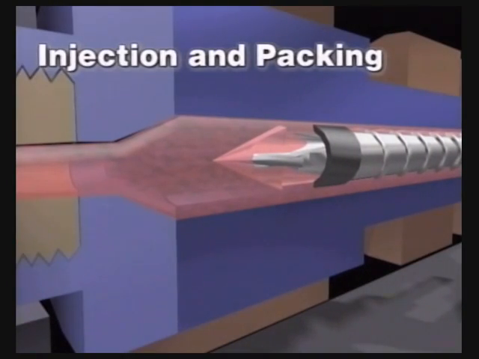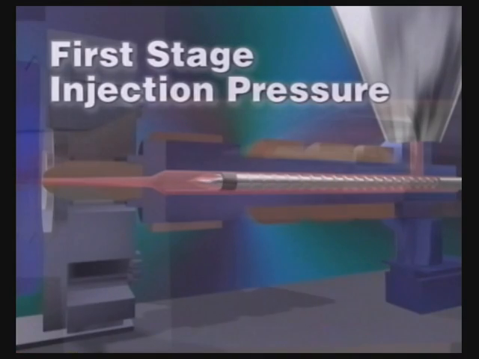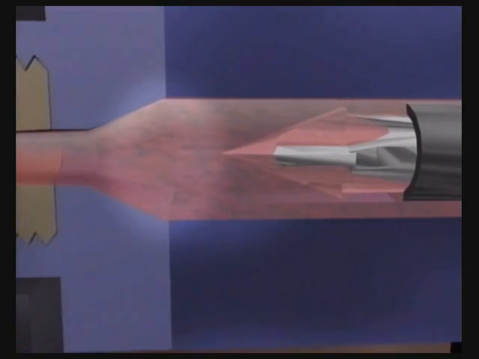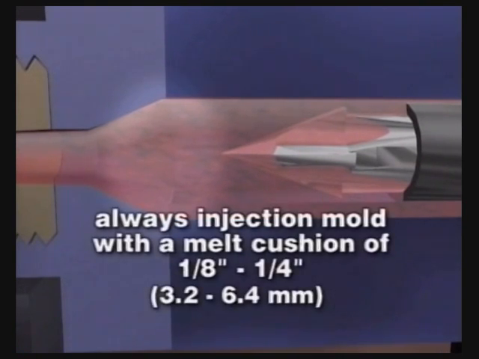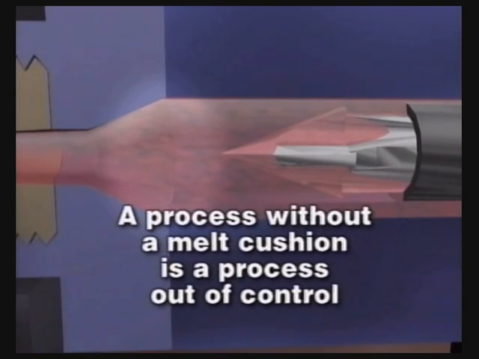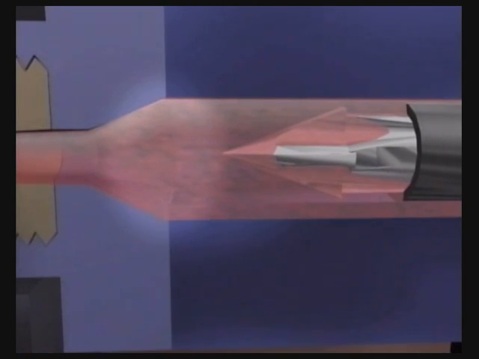Several molding parameters directly influence the injection of plastic. The melt cushion is the buildup of melted plastic which remains at the front of the screw. When injection molding, always use a melt cushion of 1/8 to 1/4 of an inch to allow the part to pack out evenly. A process without a melt cushion is a process out of control. Be cautious, however, as pressure loss may result if the cushion is greater than 1/4 of an inch and the part will not mold consistently.